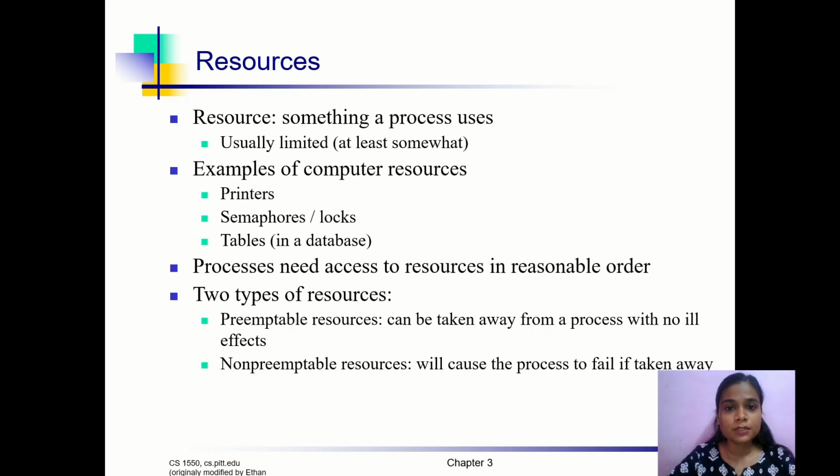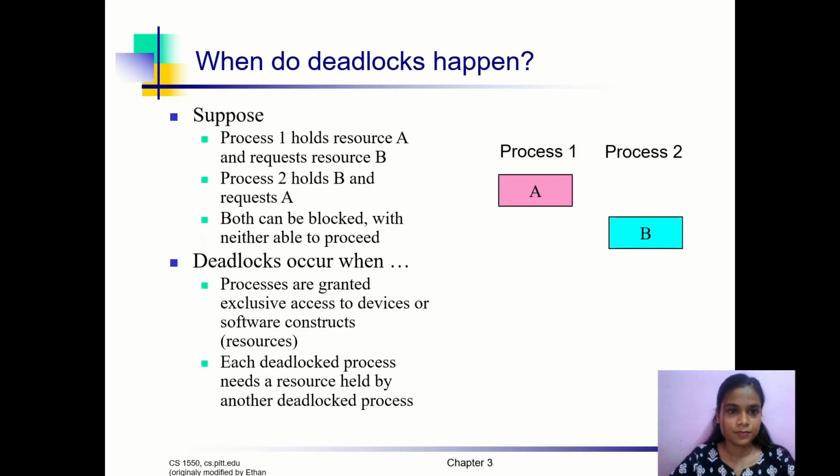So resources are something a process needs, usually limited at least somewhat. Examples of computer resources are printers, semaphores, locks, and tables in a database. Processes need access to resources in a reasonable order. There are two types of resources. First is preemptable resources, which can be taken away from a process with no ill effect, and non-preemptable resources, which will cause the process to fail if taken away.